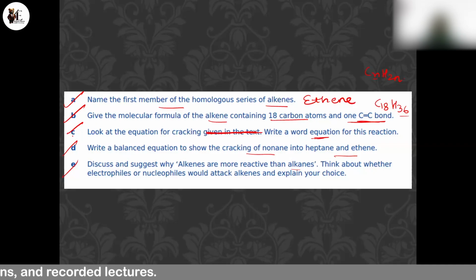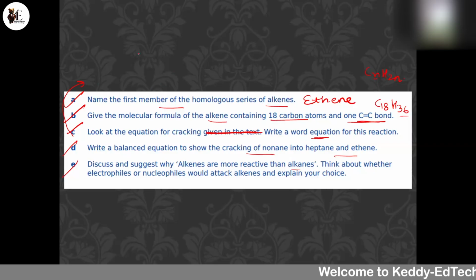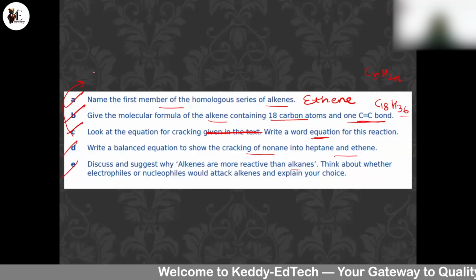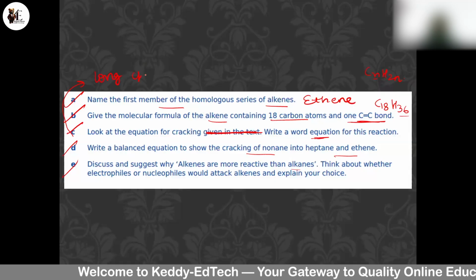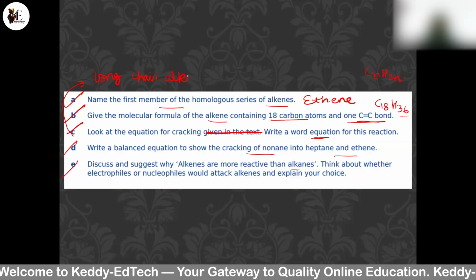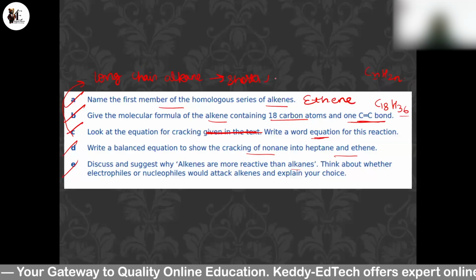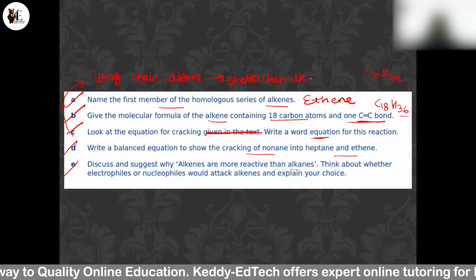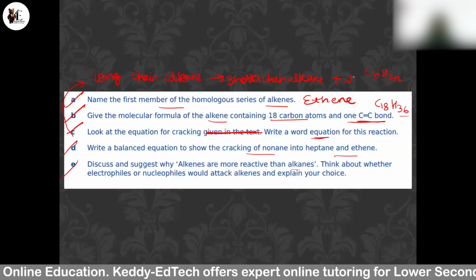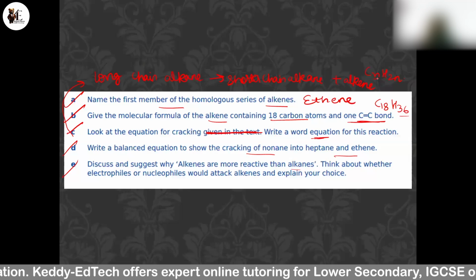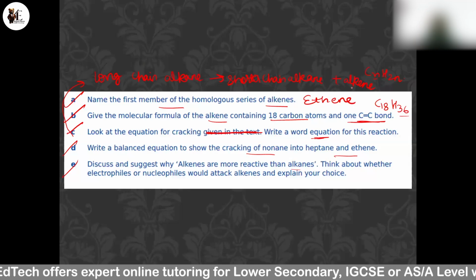Tell me the word equation for cracking. Like any general word equation: a long chain alkane will give me shorter chain alkane plus alkene. So this is the word equation. Plus there is sometimes hydrogen also.